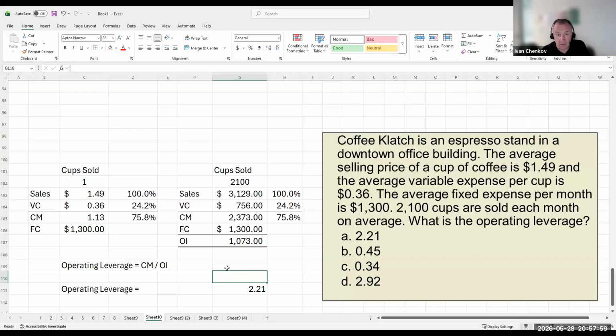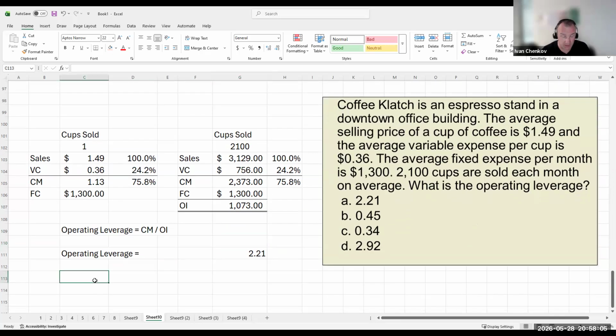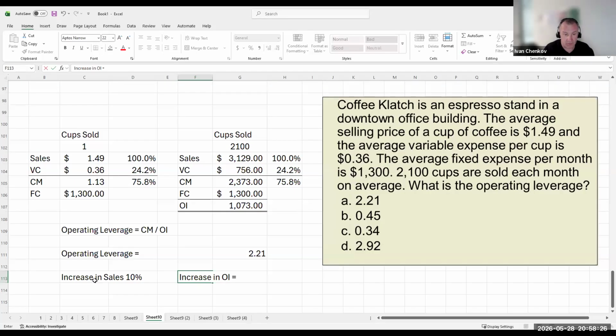What that means to me: if I increase the sales by 10%, the increase in operating income is going to be equal to 10% times 2.21, or it's going to be 22.12%.